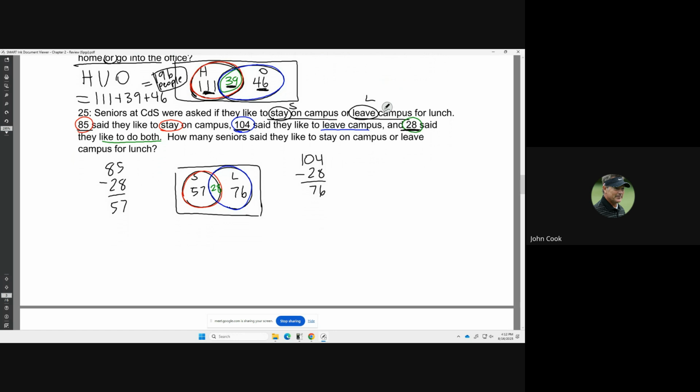All right, now let's answer the question. How many seniors said they like to stay on campus or leave? So this is going to be stay on campus or leave. So it's going to be like that union. So just like before, what we're going to do to figure this out is add all three of these numbers together. So 57 and 28 and 76.